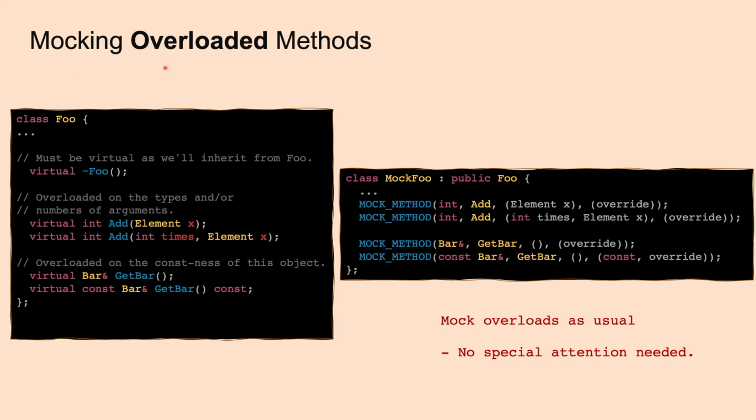Up next, mocking overloaded methods. Suppose in your class you have overloaded functions with different parameters, for example, the add function here. The way to mock this is no different than mocking other functions. You just list them in your mock class with the parameters that they take, and everything is as usual.